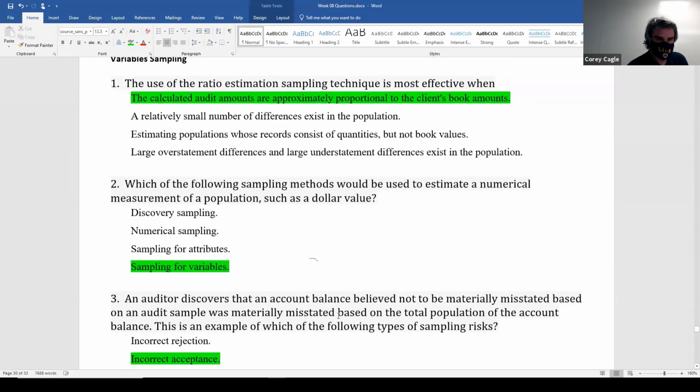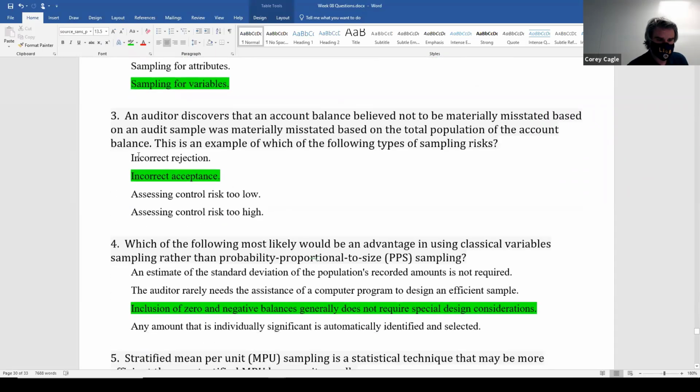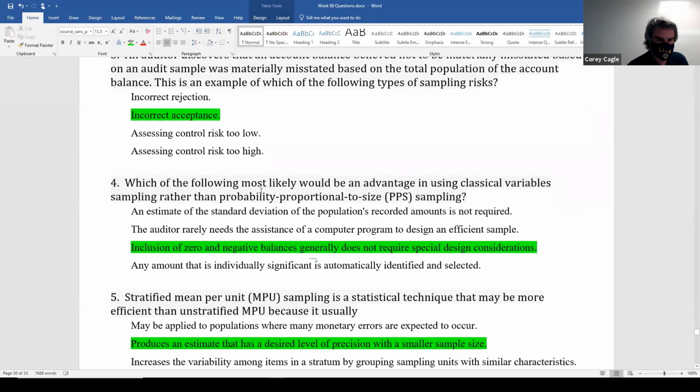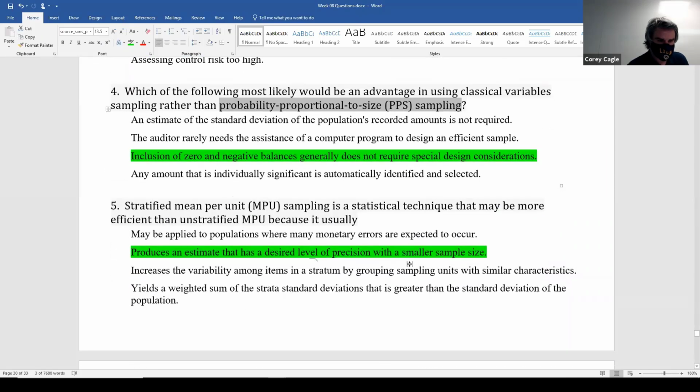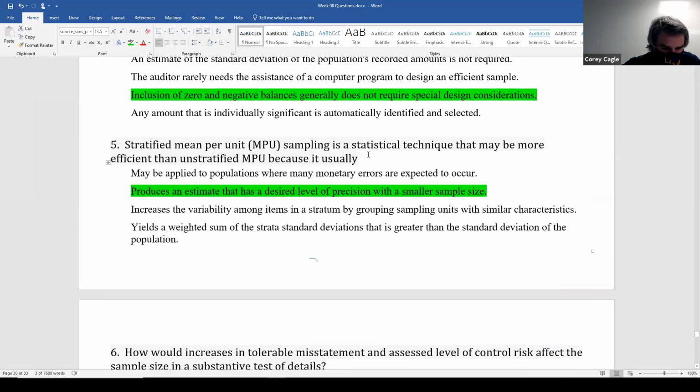It's more the same, except this one's really more of a question for the next section. And they do have their little questions about mean per unit, stratified mean per unit, when it would be better to, I feel like these questions are just a little off the wall.